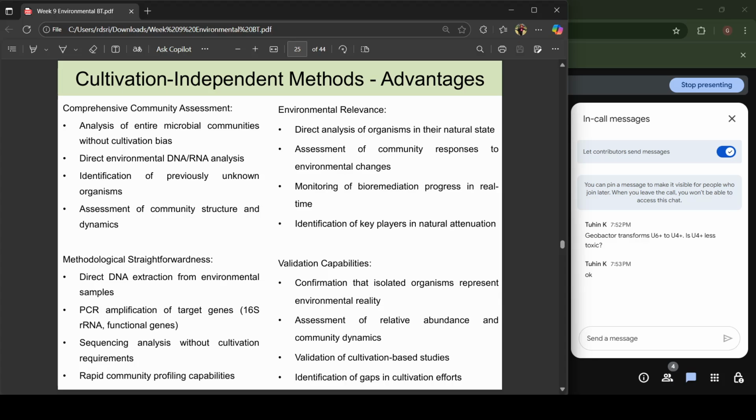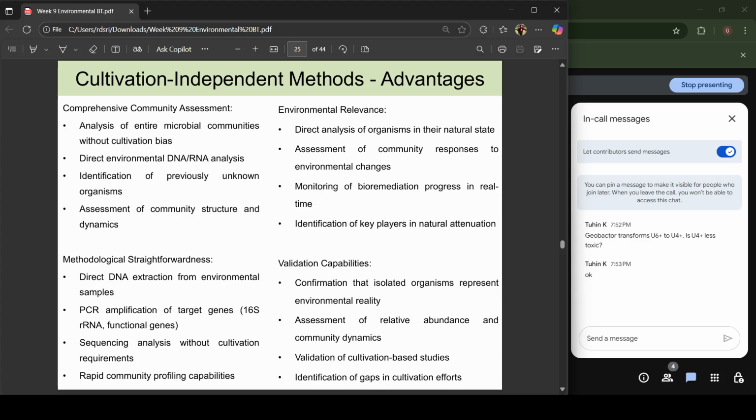And finally, talking about the validation capabilities, we can confirm that the isolated organism represents the real environmental condition, and we will be able to study the relative abundance of microorganisms. So, which is dominant, which is less present, even though there are more microorganisms present based on the activity which is dominant. All this we will be able to study, and we'll be able to track the community dynamics in response to the changes in the environmental conditions.